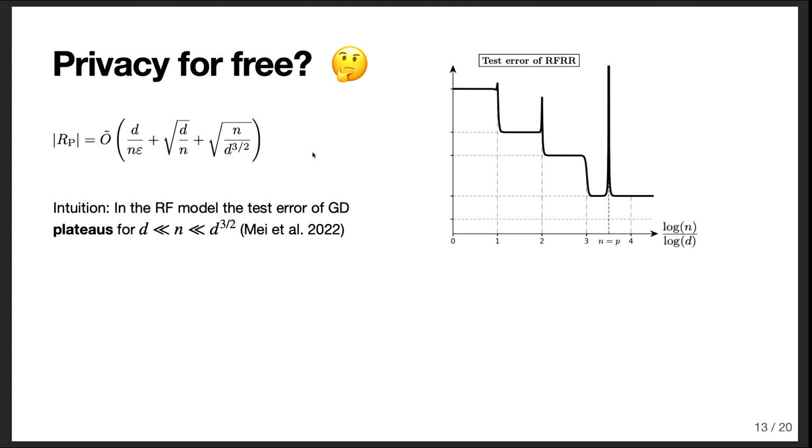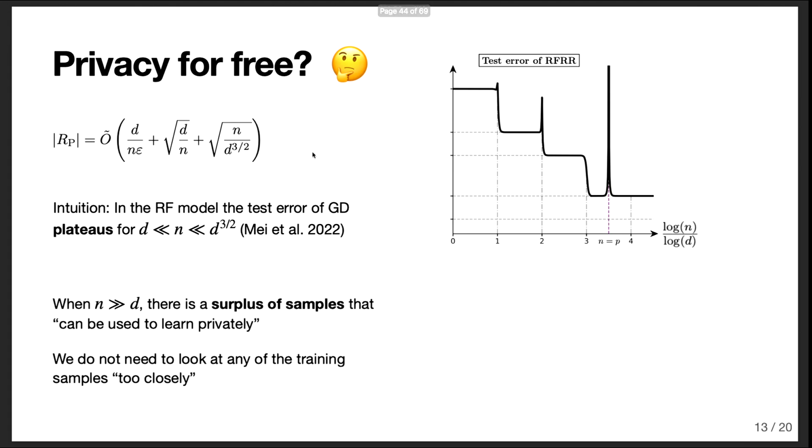Okay? So what does this mean? This means that we have a surplus of samples that we can be used to learn privately. Or in another way, when we have n larger than d, like d to the 1.1, we do not really need to look too closely at every sample because the task is easy enough that we do not need to rely on any individual of them. And that's why we can achieve privacy, because we do not need to focus on any of them.